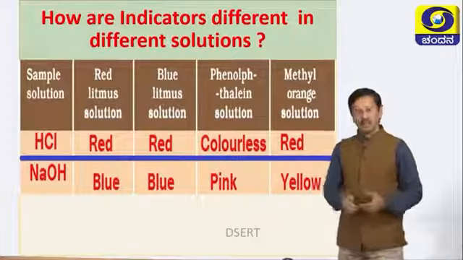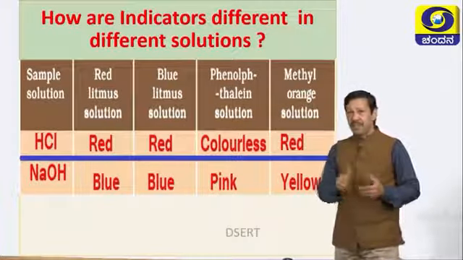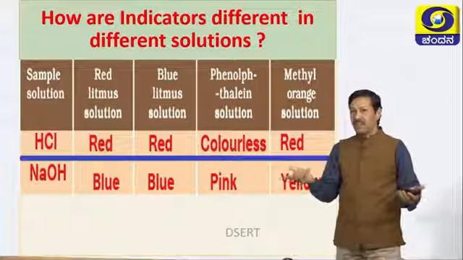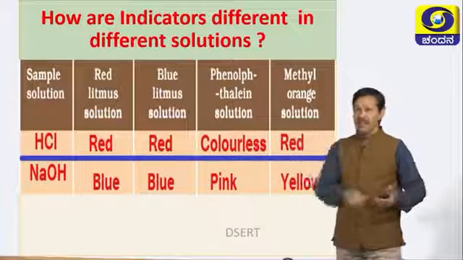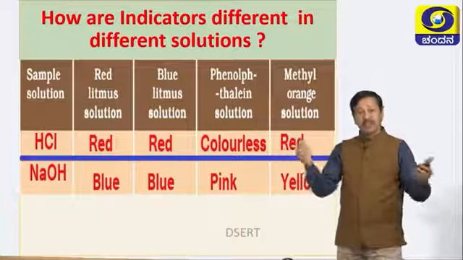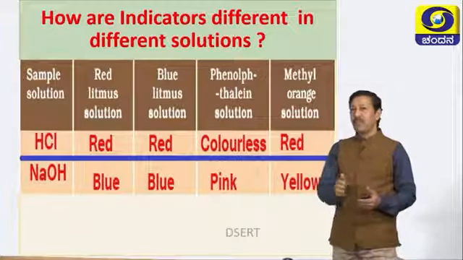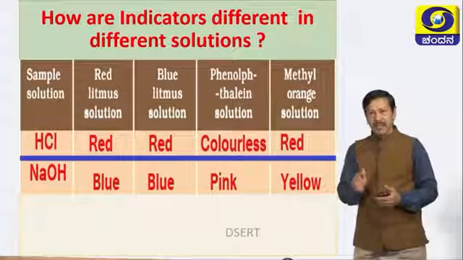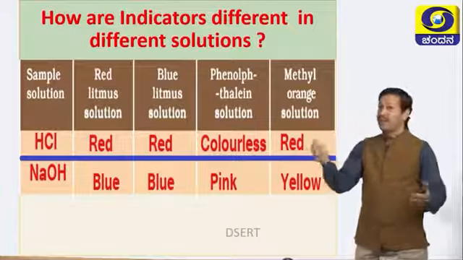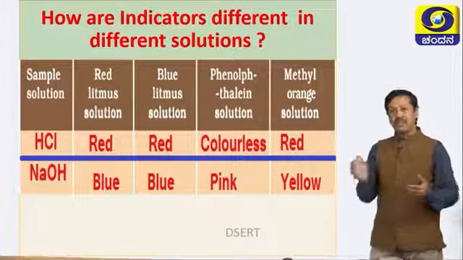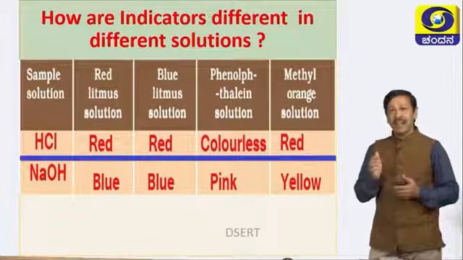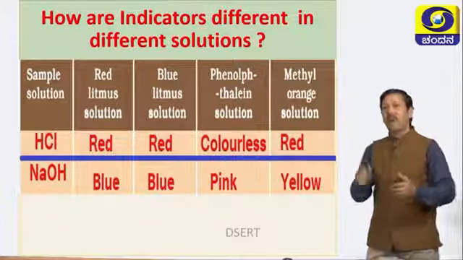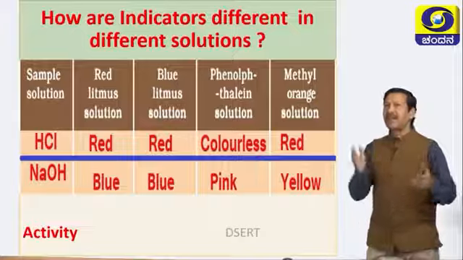Now, phenolphthalein, a synthetic indicator: in acidic medium it is a colorless watery liquid, no change. But when you add it to a base, a magical pink color you can see. Similarly, methyl orange solution in acidic medium is red and in basic medium turns yellow. Thus, you can easily understand acids and bases by using indicators. Let us perform a very simple activity to understand this.